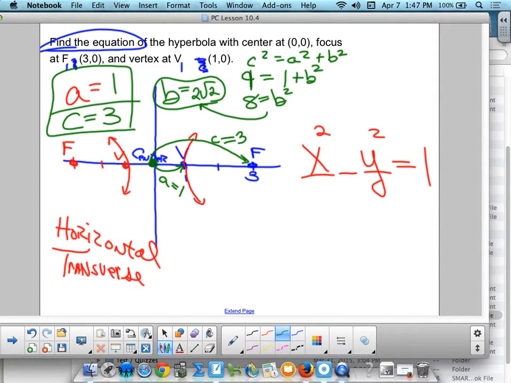Okay, but we don't need B. We want what? A squared, B squared. Where's A squared go? Under the first, A squared goes under the positive part of this fraction. That's 1. What about B squared? 8. It's right here. There's the answer. That's all they wanted. Write the equation. X squared minus y squared over 8 equals 1. Good? Keep going. Will, you okay? All right.